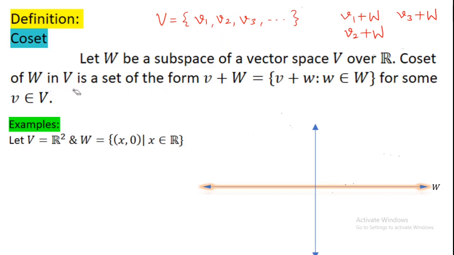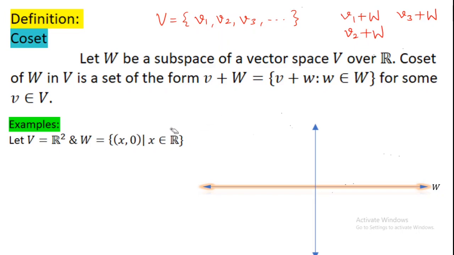Is that okay? In that case, these elements over here will be from V1. I hope you got what I am pointing out. This v is called the representative of the coset. It means if I say v plus W, this v is the representative of this coset. So for the coset v1 plus W, our representative is v1, and so on, right?